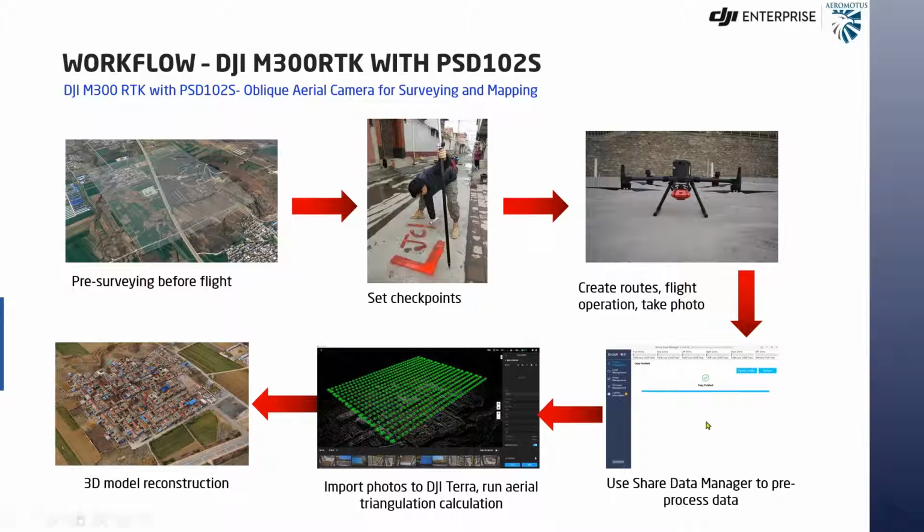Using that, you do the mission planning and capture the site. The images can then be imported into Share Data Manager to pre-process the data, and then run the final processing and aerial triangulation on DJI Terra, or I would say another platform similar to DJI Terra, and you can get the reconstructed 3D model. For further outputs, you are able to generate DSMs, DTMs, CAD outputs, KML files, so multiple formats based on whatever your industry requirements are.